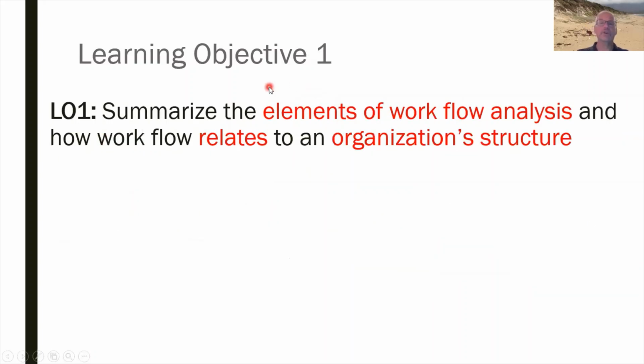All right, learning objective number 1: summarize the elements of workflow. There's a definition you need to know. The elements of workflow analysis and how it relates to an organization's structure. So we talk about workflow analysis. That's sort of all the work that needs to be done in order to achieve something at work.